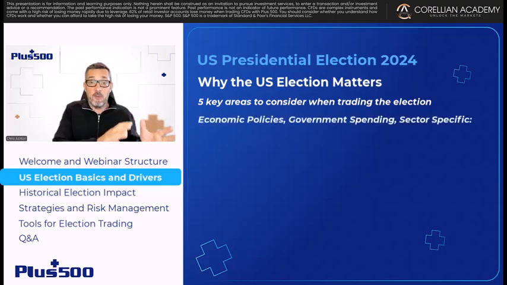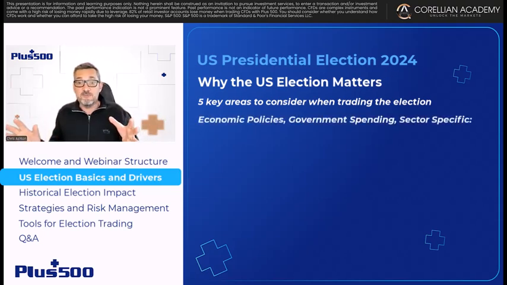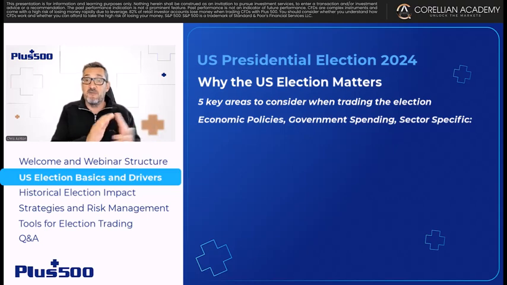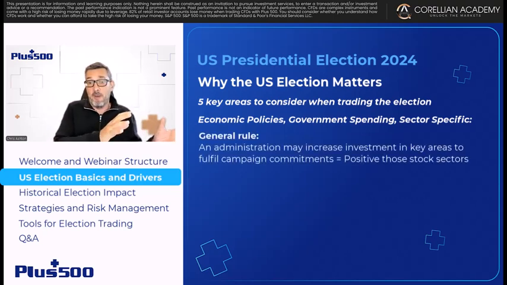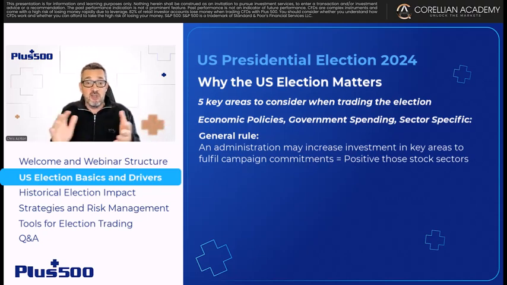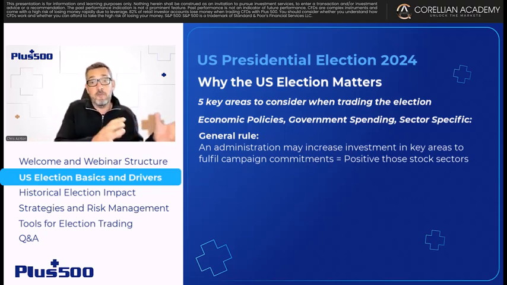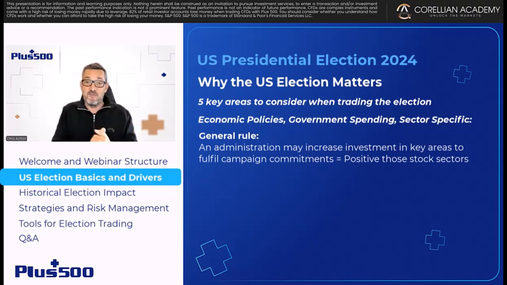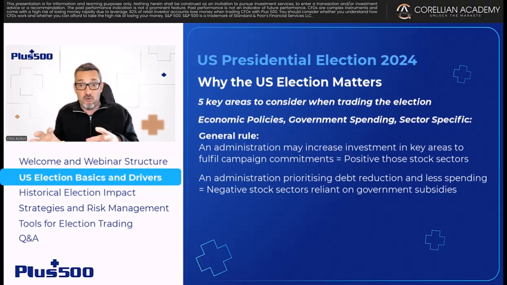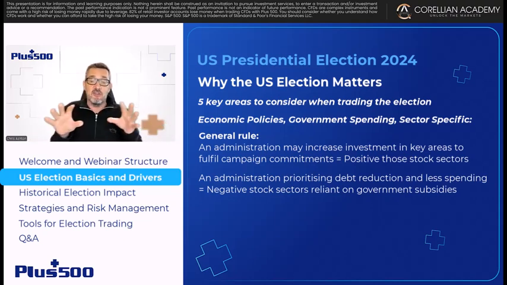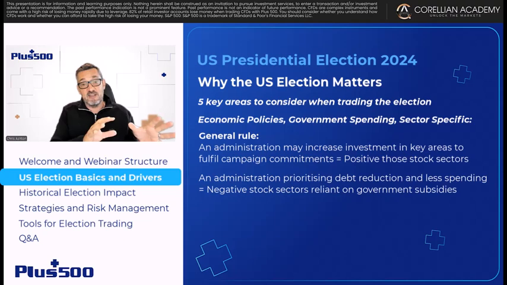Number 4 is economic policies, government spending, and sector-specific impacts. The election can determine the future direction of federal spending and stimulus policies. For example, an administration favouring more public investment in infrastructure, green energy, or technology could boost sectors related to those areas. Conversely, a more fiscally conservative government may prioritise reducing the national debt and curtailing spending, affecting sectors reliant on government contracts or subsidies.